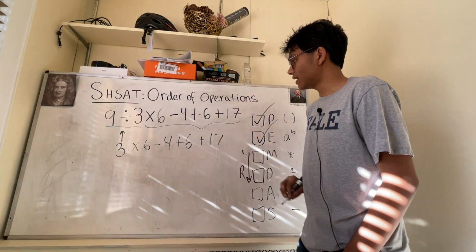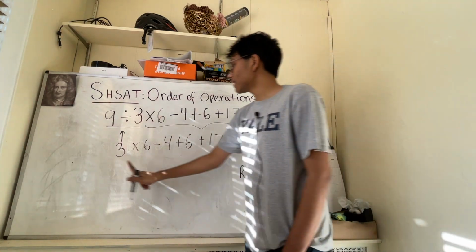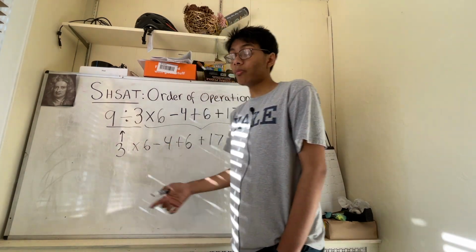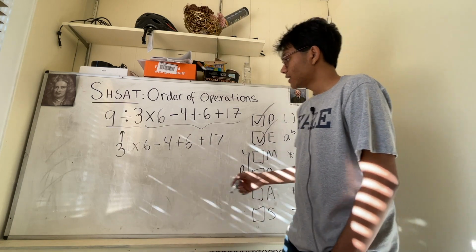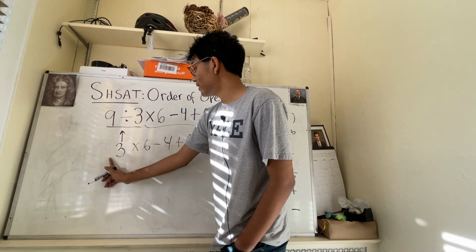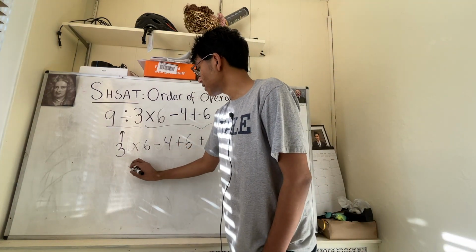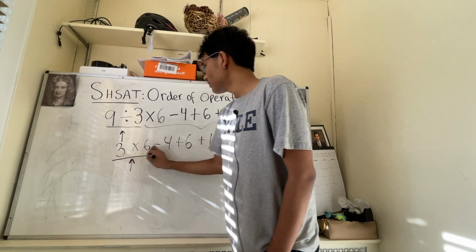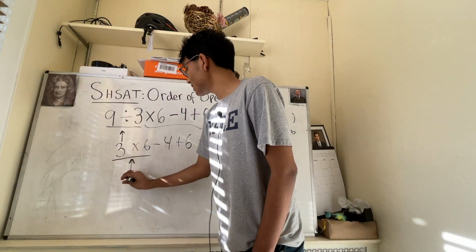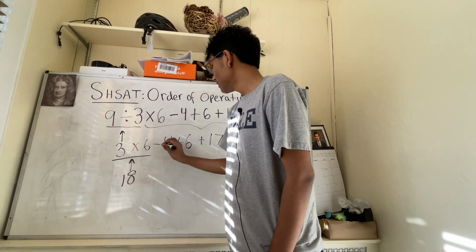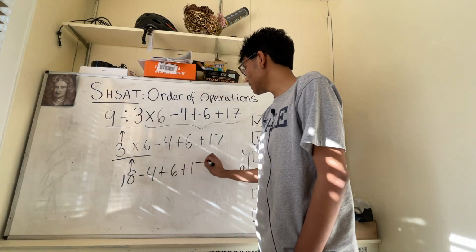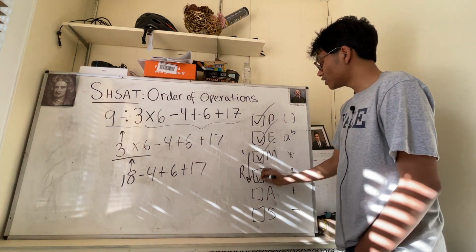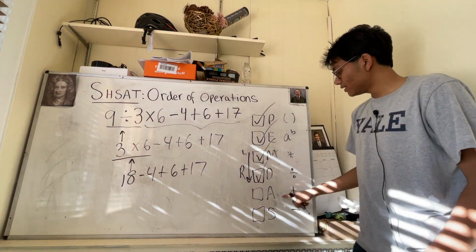We copied everything down. Now, let's see what sign comes next. Because remember, multiplication and division, you have to do it left to right. Oh, it's multiplication, right? I see this sign. Multiplication comes next. So 3 times 6, that's going to be 18. Now copy down the other signs. Minus 4 plus 6 plus 17. So I finished all the multiplication and divisions I have to do.